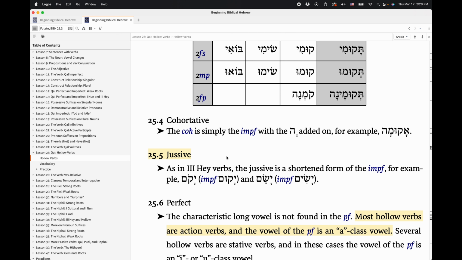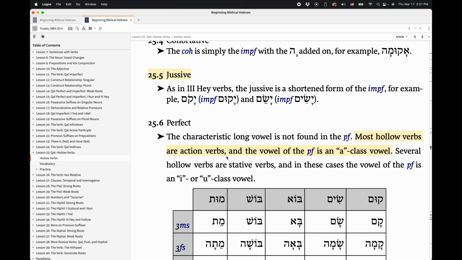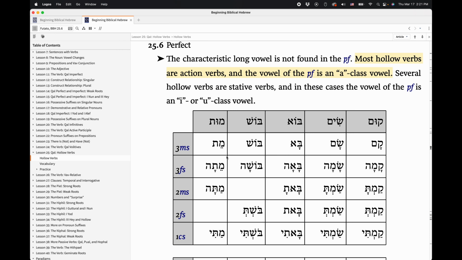The hard part of the hollow verbs, and the reason why we don't give you the cal perfect 3ms form as the lexical form, is because the perfect is the hardest to recognize form of the hollow verbs. Now, I guess that's probably not the right way to say it. It's not hard to recognize it. It's just this is the most marked form. This is more different from the infinitive construct than any other form. That's what I want to say, I guess.